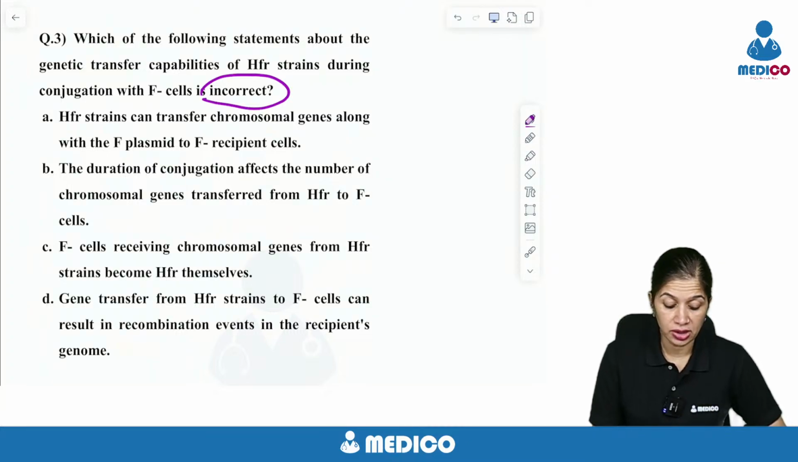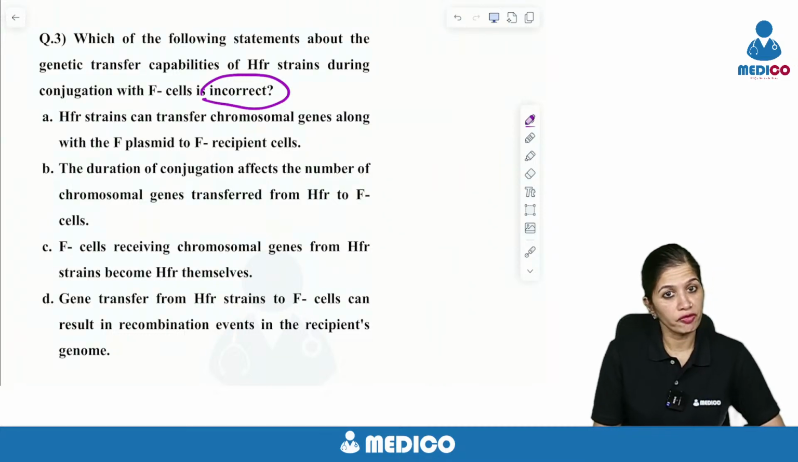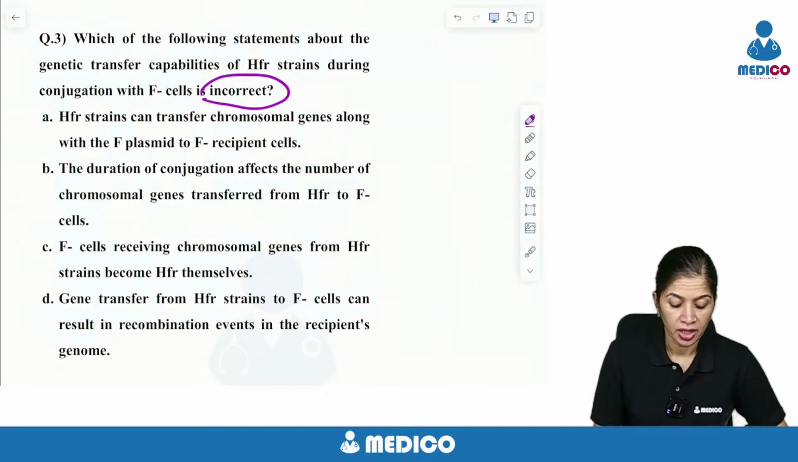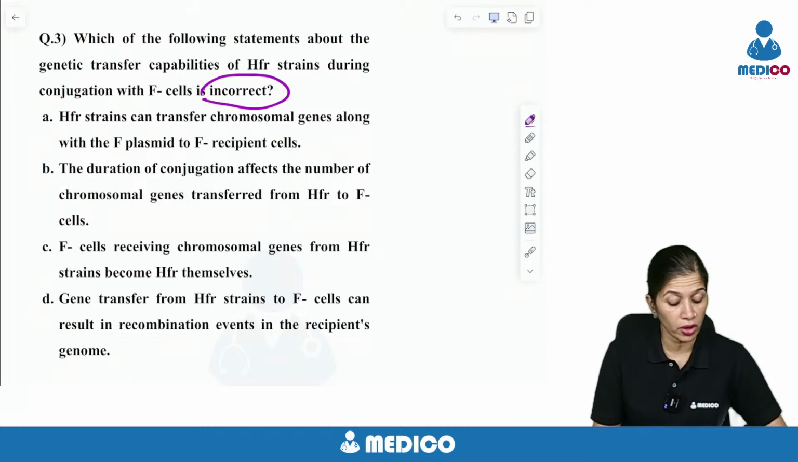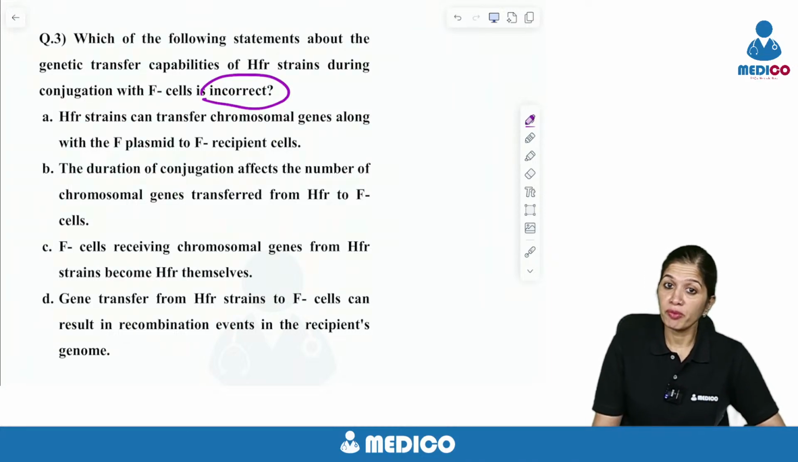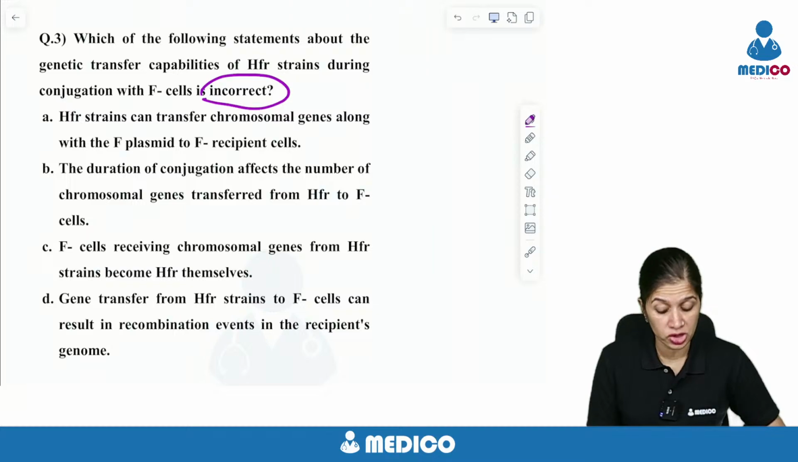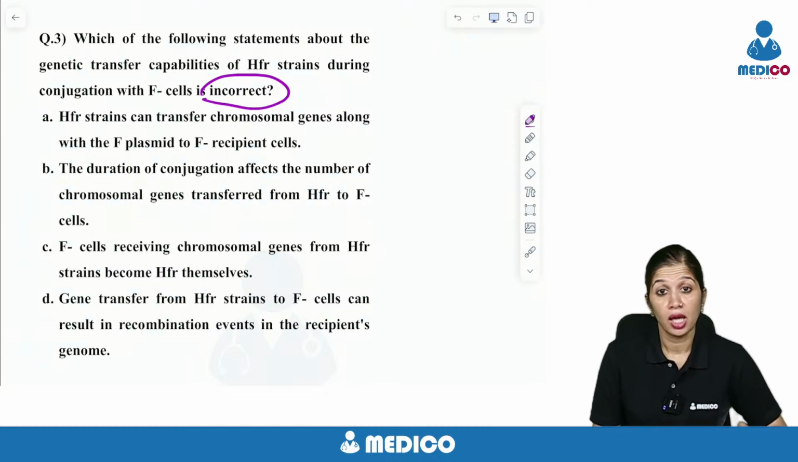HFR strains can transfer chromosomal genes along with the F plasmid to F- recipient cells. The duration of conjugation affects the number of chromosomal genes transferred from HFR to F- cells. F- cells receiving chromosomal genes from HFR strains become HFR themselves. Gene transfer from HFR strains to F- strains can result in recombination events in the recipient's genome.